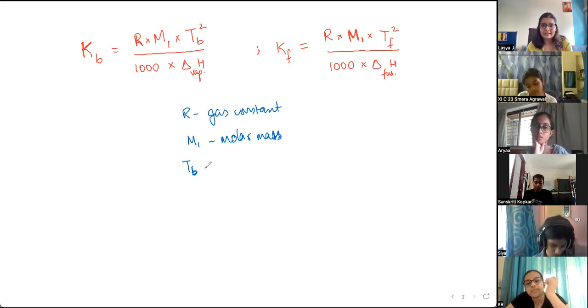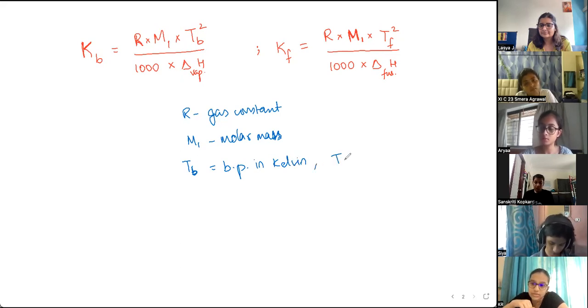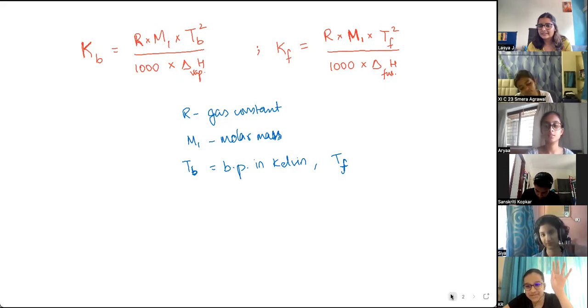Ma'am, with elevation of boiling point, will the delta H increase or decrease? Like the H, will it increase or decrease? KB will not change. It's a constant. I mean the delta H of vaporization that is in the KB formula, with elevation of boiling point, will H increase or decrease? It will not change. Then why do we say delta H?